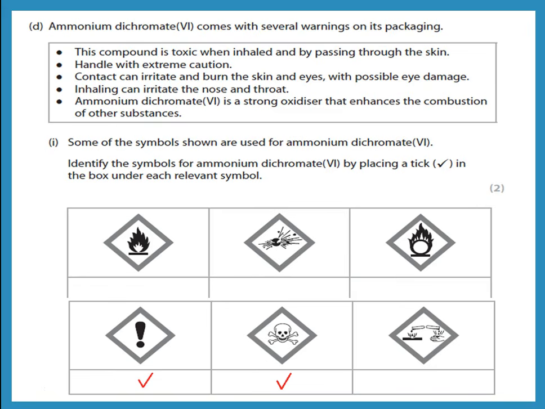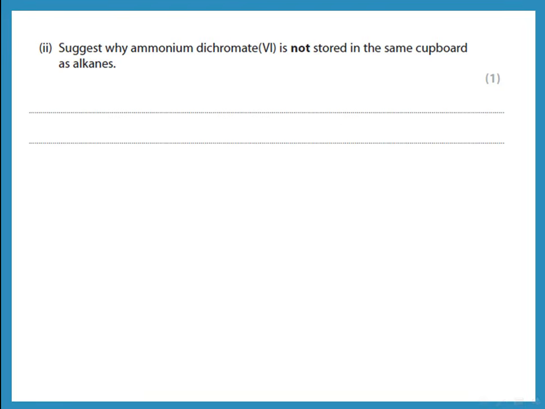Contact can irritate and burn the skin with possible eye damage. That means it is corrosive, so this sign indicates that it is corrosive. Inhaling can irritate the nose and the throat. Ammonium dichromate is a strong oxidizer. Which one would say it's an oxidizer? There are 2 similar symbols there. This one is oxidizer. The other one on the left indicates that the substance is flammable. So that is the symbol for oxidizer.